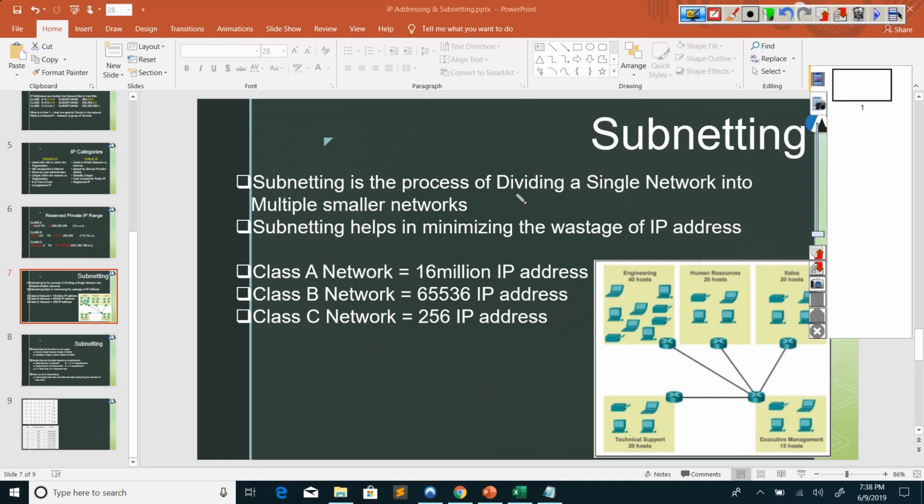You know that subnetting is the process of dividing a single network into multiple smaller networks. Subnetting helps in minimizing the wastage of IP addresses. In subnetting, there are two types. One is FLSM, that is fixed length. For example, if I have a class C network, where the range is 0 to 255, so 256 IPs are there, I can make it as 4 networks, where this network will get 64 IPs, this network will get 64 IPs, this will get 64 IPs, and this will get 64 IPs.